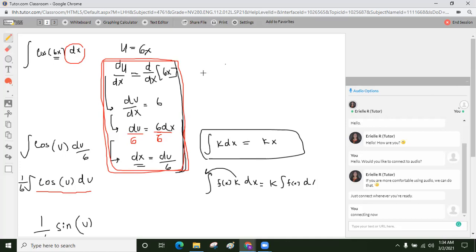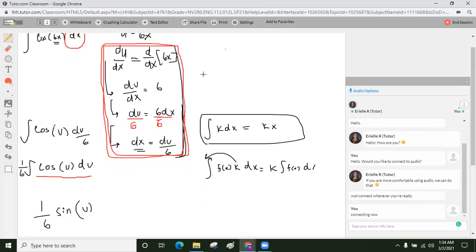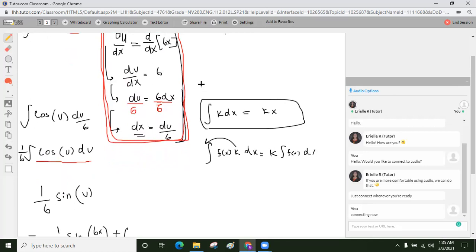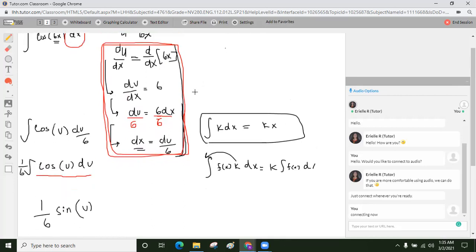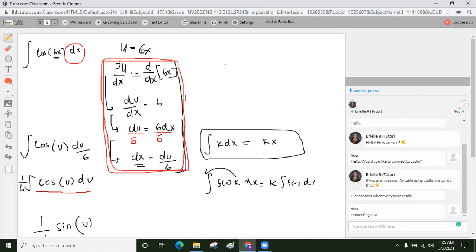Yes. And then we easily integrated cosine of u as sine of u plus c. Right. And then we just substituted back the value of u, which is 6x. So the main reason is that we need to transform your original function into an integration formula that we can easily recognize. Well, I completely understand that the point of u-substitution is to transform our integral into something we know how to compute.